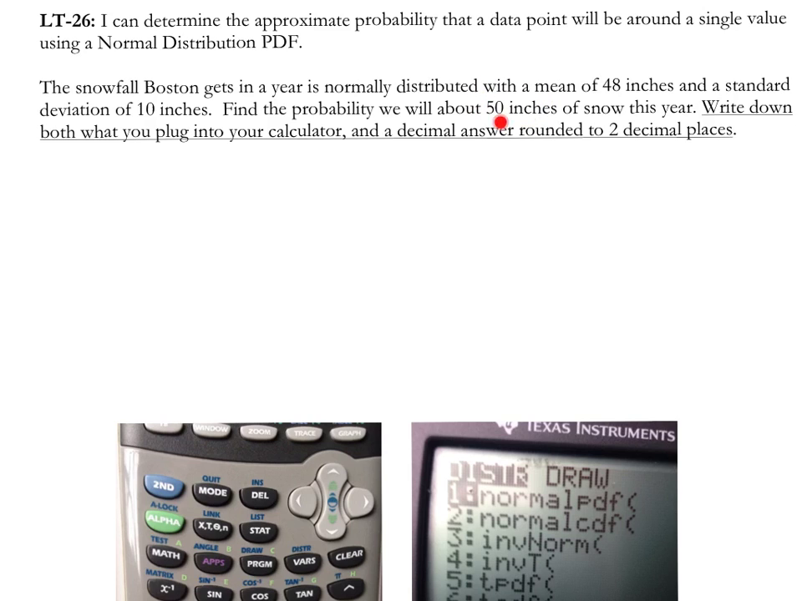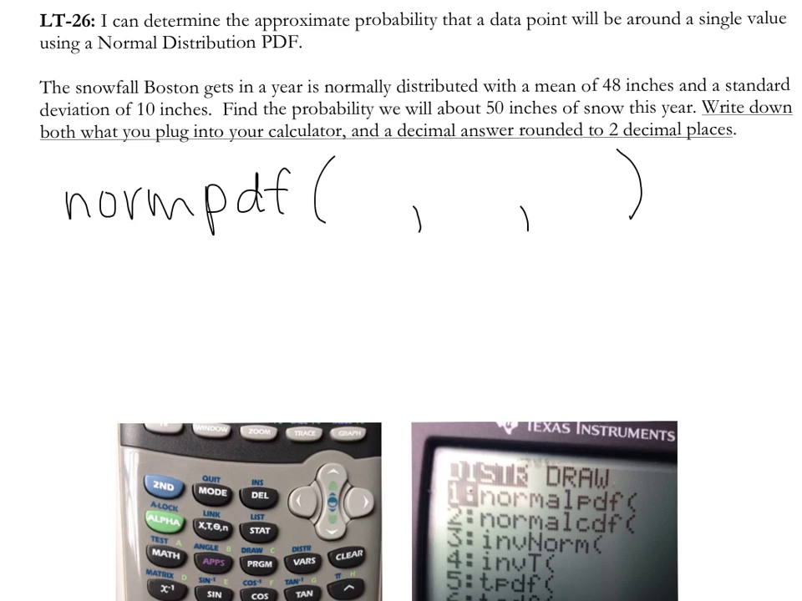So the amount of snow we get this year is going to be around 50 inches. When you're looking for an approximate probability that a data point will be around a single particular value, you'll use the normal distribution PDF. When you use the normal PDF on your calculator, I'll show you how in a second, but you need to plug in 3 values.